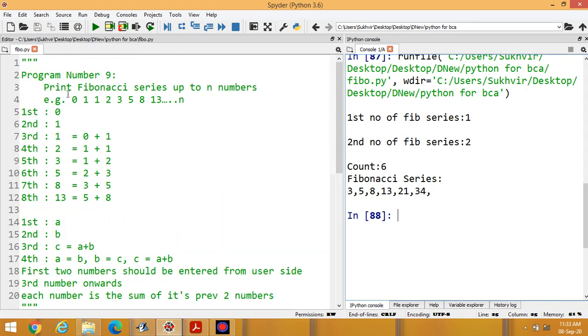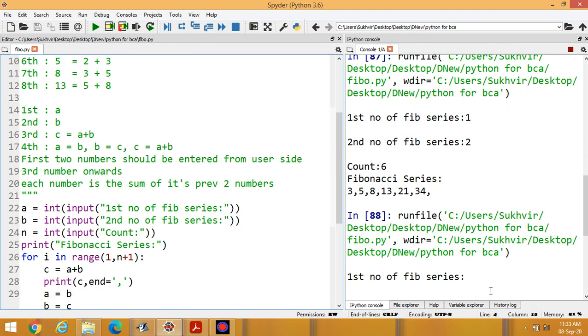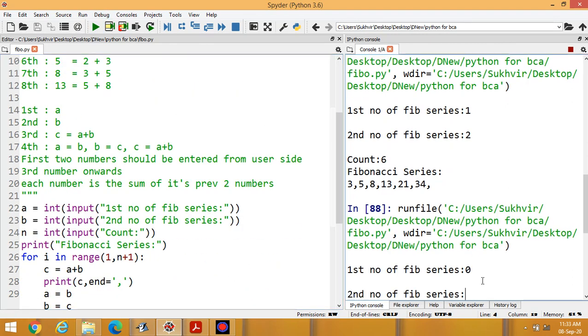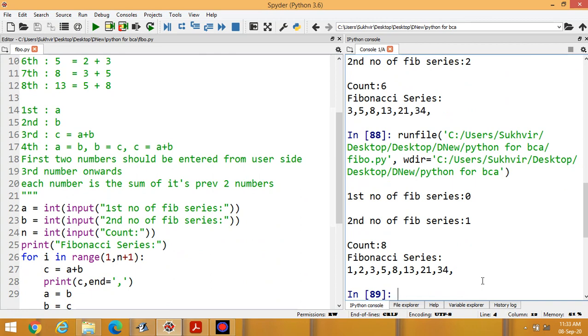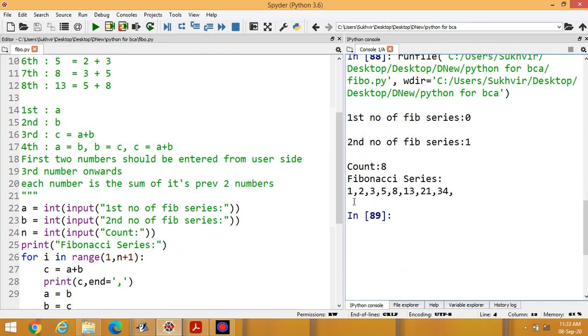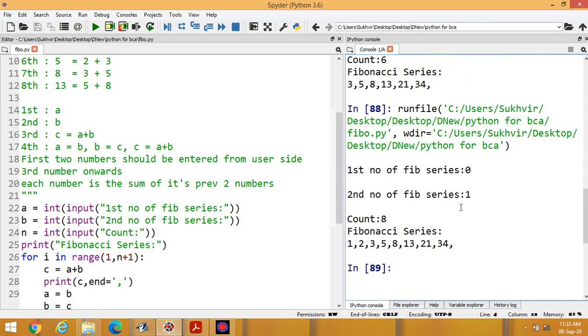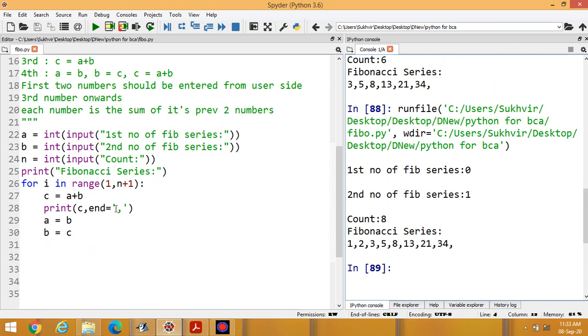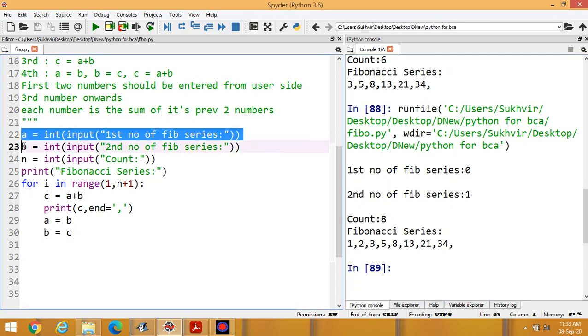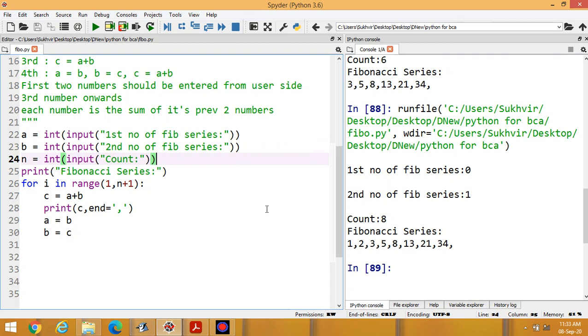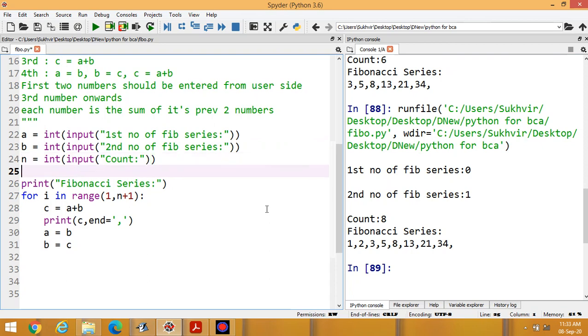But here, what's required? 0 and 1 is also required. Suppose I start with the data with 0 and 1, I display 8 here. I can display the content like this. 1, 2, 3, 5, 8, 13, 21, and 32. What is the meaning of this? It means I am displaying only the data after adding the values. What to do if I have to display the first two values also?